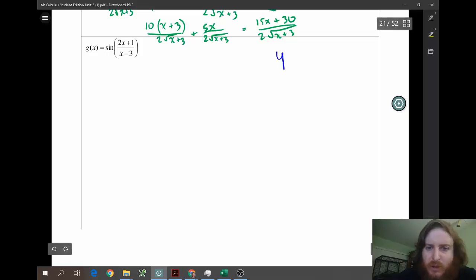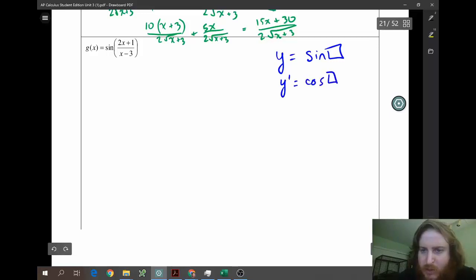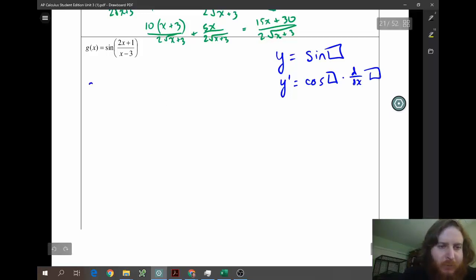So just remembering, if we have sine of box, then our derivative is cosine of box times the derivative of the box. That's chain rule. And which one should we do first? Well, we always go outside first. So we always start off with our outside. Our outside here is the sine part.